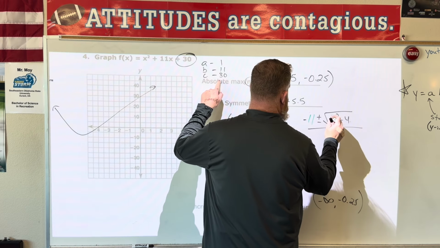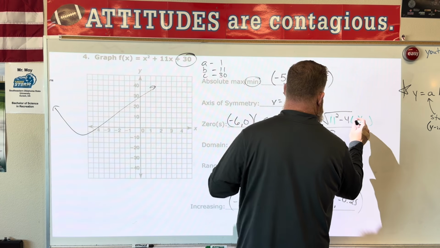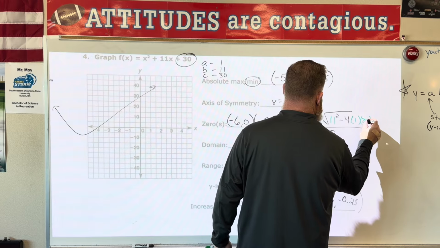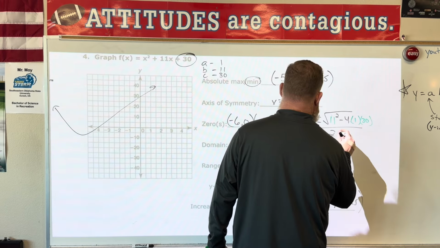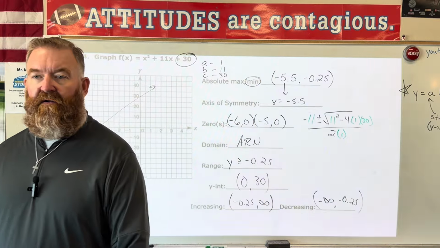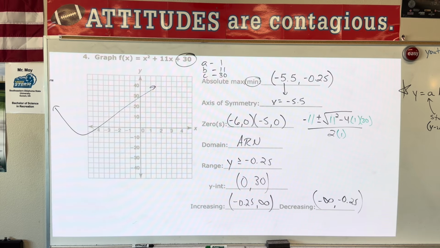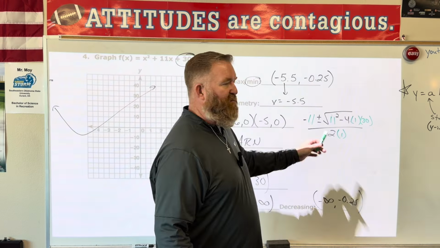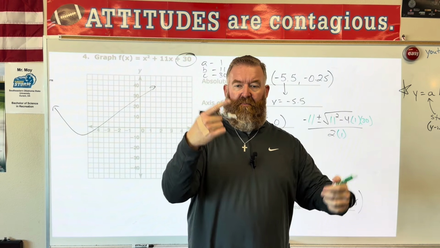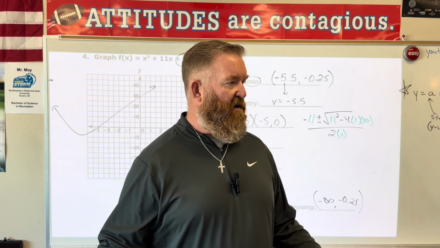So 11 squared again. 4AC. What's A? 1. What's C? 30. And what is A again? 1. And you just put it in the calculator and it solves it for you. Literally, you just have to know how to plug in the numbers. Okay? That looks worse than it really is. You do it twice. The reason it says plus and minus is because you split it and you add it once and then you put the minus sign. You hit enter and do it again. And it gives you two different numbers.